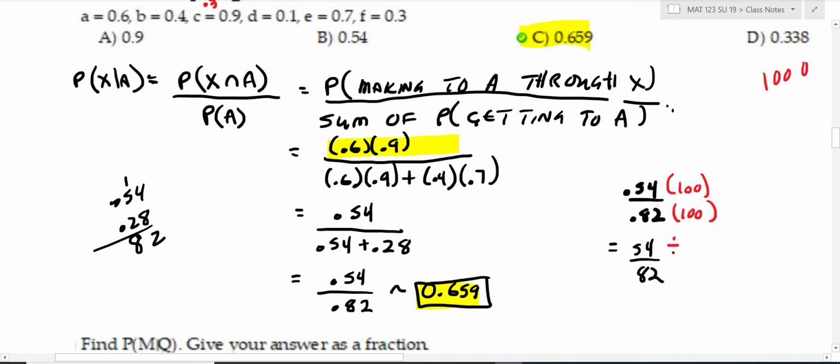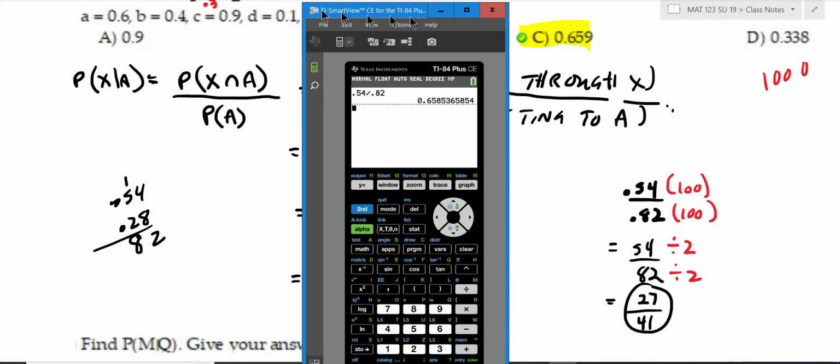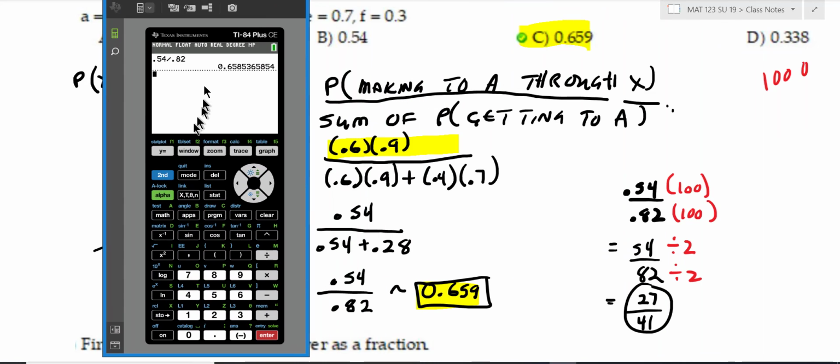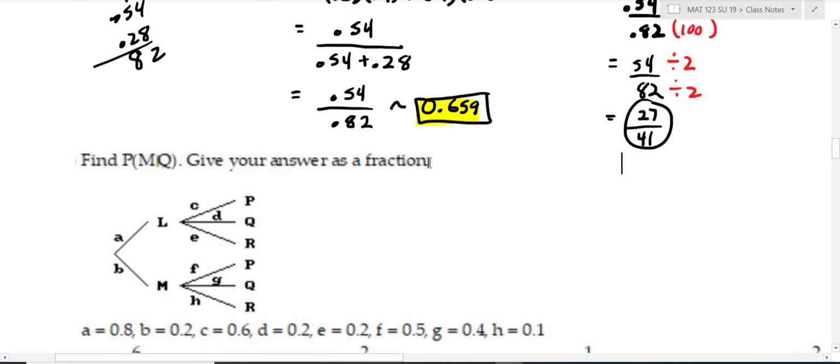Okay, I think I can divide both by 2, I know that. So if I did that, that would be 27 over 41. So if you wanted a fractional probability, that's how you could do that. And you could also do this. Once you get this computed on your calculator, I've shown you this before lots of times, you can go math, fraction, just press enter, and that gives you 27 over 41. Okay, so that's how that works out then.